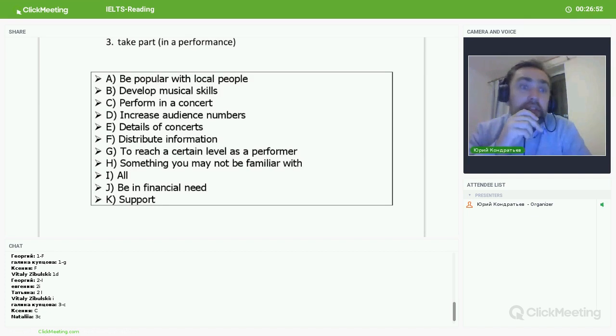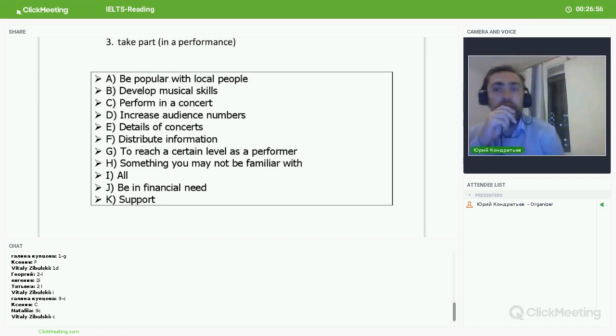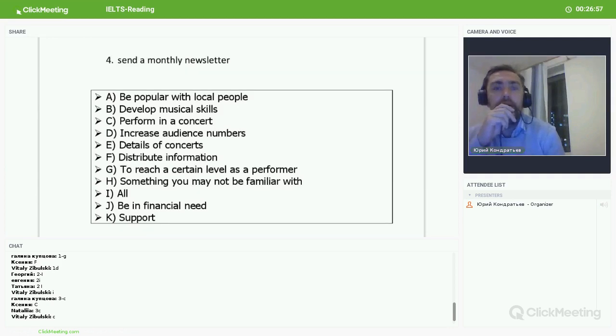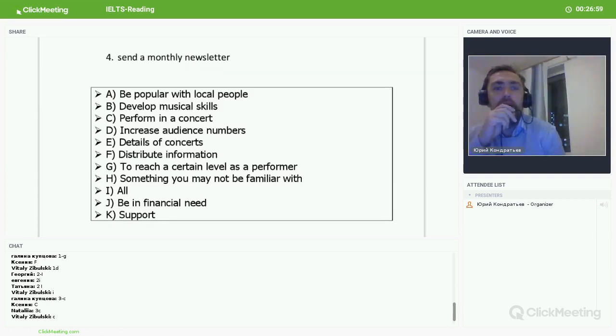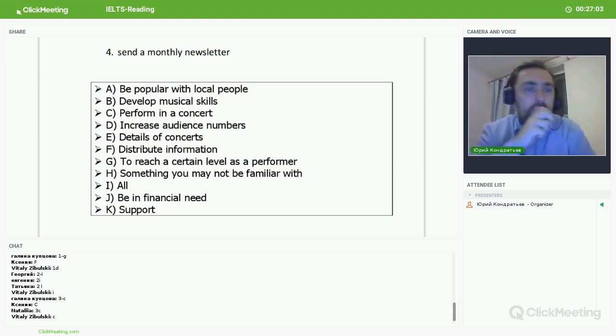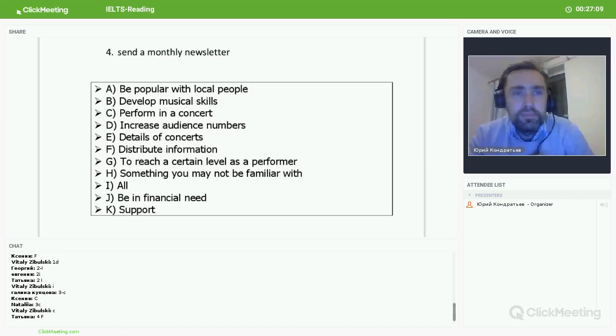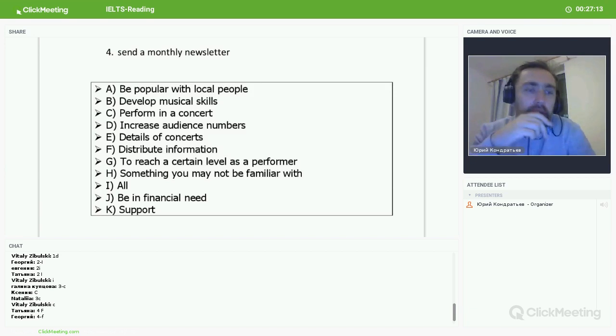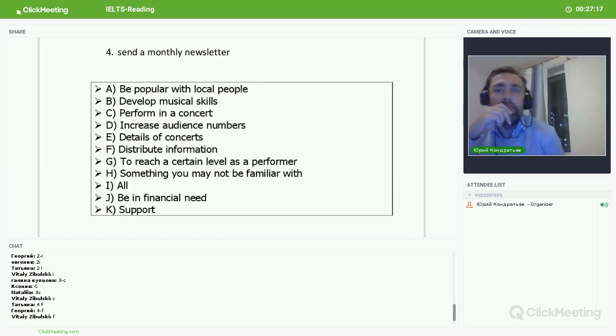Okay, 3C, yes. Perform in a concert. Right, take part is to perform. That will be synonyms. Great. Okay, then send a monthly newsletter. Number 4 and a letter. Okay, number 4F, that's right. Distribute information, to send a newsletter. Great.